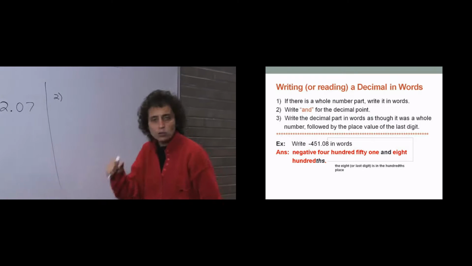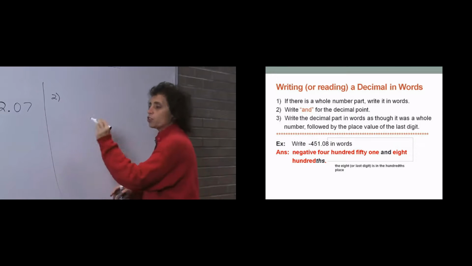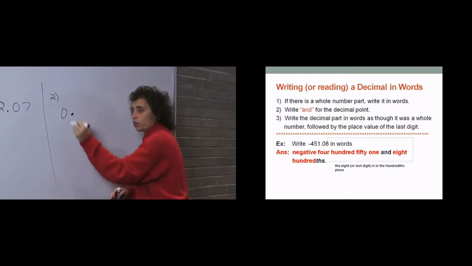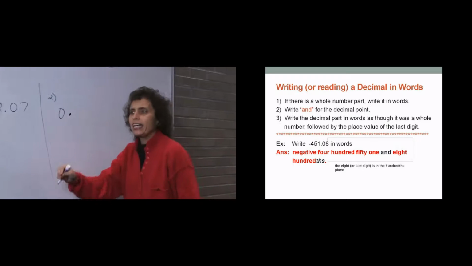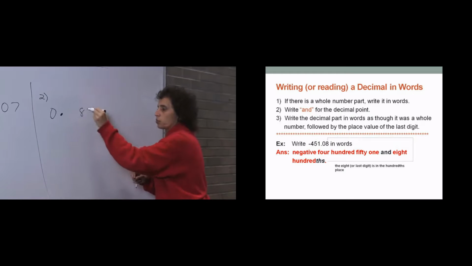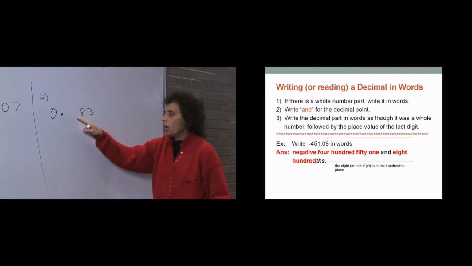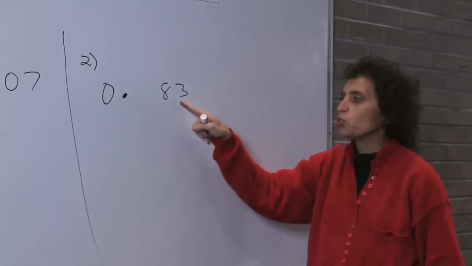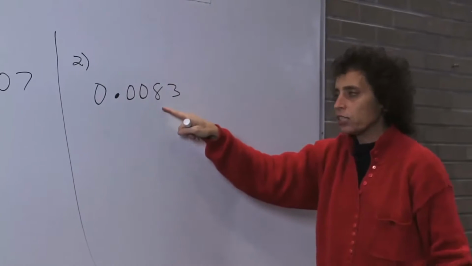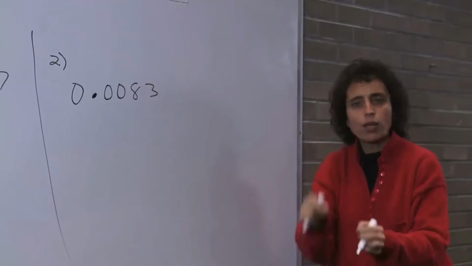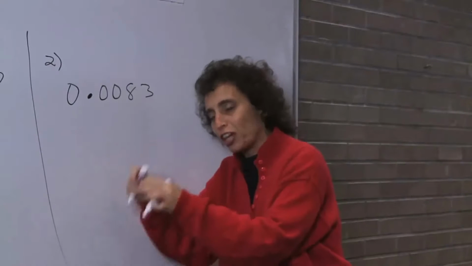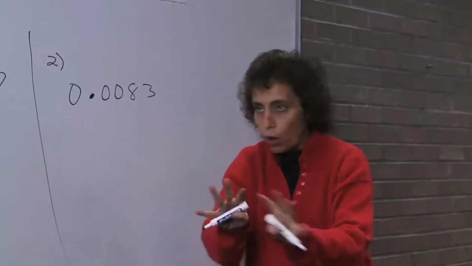83 10,000ths. There's no "and", so there's nothing before the decimal. You might want to put your 0 there. 83 10,000ths. So 83 has got to be in a 10,000 spot. Let's see what that is. Tenths, hundredths, thousandths, 10,000ths. So it's the 4th spot, so I need 2 zeros. You have to know tenths, hundredths, thousandths, 10,000ths, hundred thousandths. No one spot. No ones.